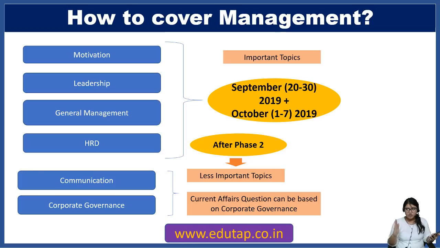When you talk about management, you have already seen in the previous session that you can divide the topics under management into 2 categories. One is the important topics category, the other is the less important topics category. How do we need to divide this in terms of what needs to be done when? The important topics are motivation, leadership, general management, HRD. Cover these topics in the last 10 days of September and the first week of October.